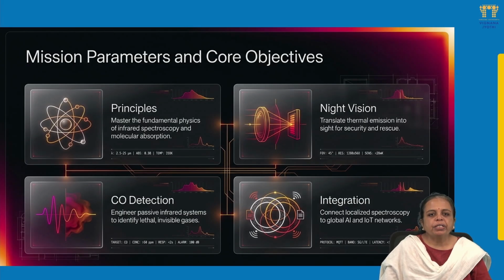So what are the core objectives of this talk? The very first is the principle: the fundamental physics of infrared spectroscopy and the molecular absorption that takes place. Then the first application, night vision: how thermal emission is converted into images so we can see even in complete darkness. The third is carbon monoxide detection, because from transportation and everywhere, carbon monoxide is one of the most toxic gases.